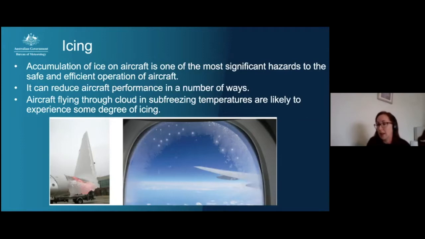So icing can happen whenever an aircraft goes through a cloud that is in sub-freezing temperatures, but it's of varying degrees, and so we put out forecasts and let people know when icing is going to be an issue.